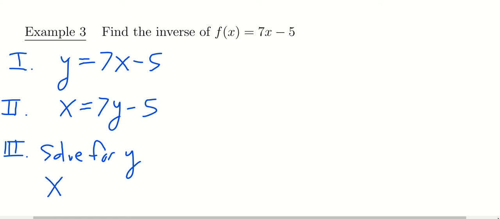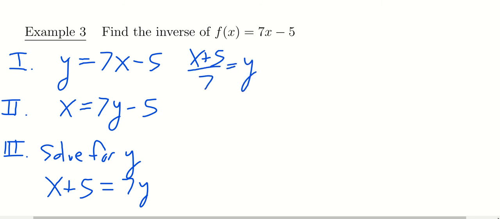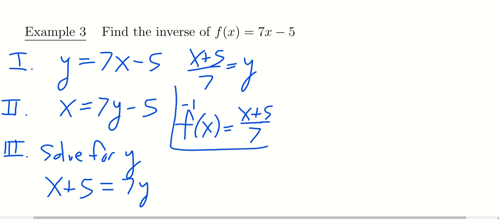The first step would be to add 5 to both sides. So we would get x plus 5 equals 7y. The next step would be to divide both sides by 7. So we get x plus 5 divided by 7 equals y. With the y now by itself, we can say that f inverse of x is equal to x plus 5 divided by 7, and that would be our inverse function.